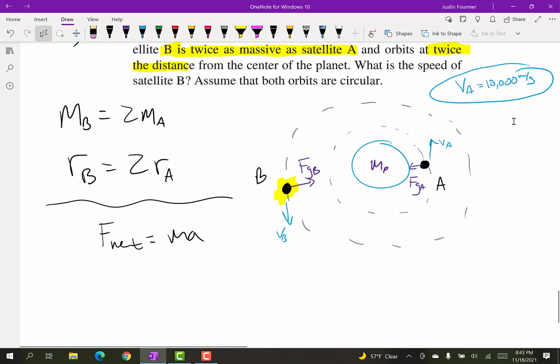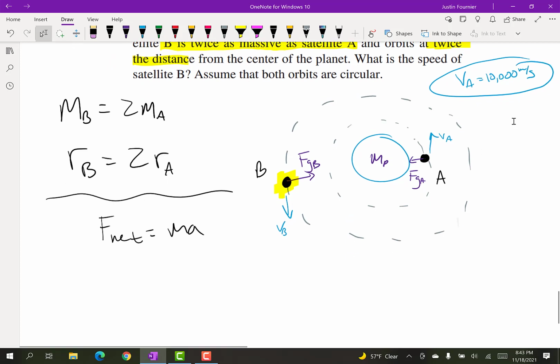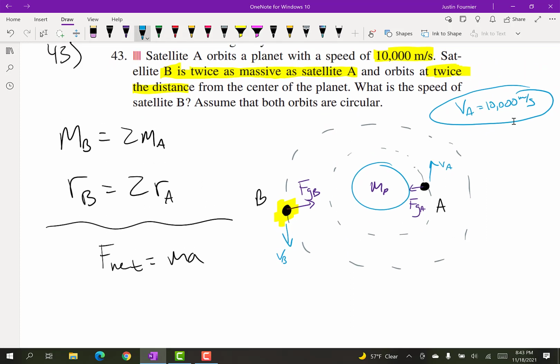All right. So another thing you want to do often is draw a diagram. So I drew my planet right here, and then the two orbits. So the inner one is orbit A. So you got the velocity of A here, and then the gravitational force, which is causing that circular motion orbit. And then you've got the velocity of orbit B. The outer ring here is the orbit of object B, satellite B. And so then there's the gravitational force from satellite B as well.